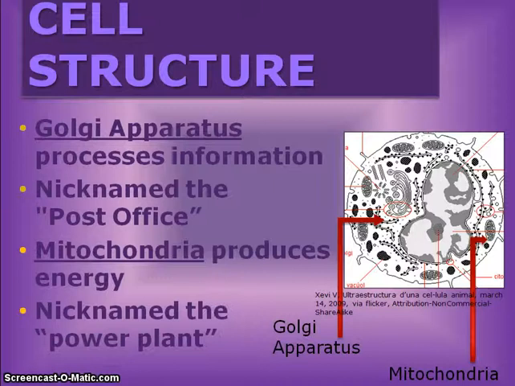The mitochondria is located right here, and the mitochondria is used to process energy, or produce energy. It uses cellular respiration as a process happening inside the mitochondria to produce the energy. And because it produces energy, it is nicknamed the power plant, much like a power plant produces energy for the natural world.